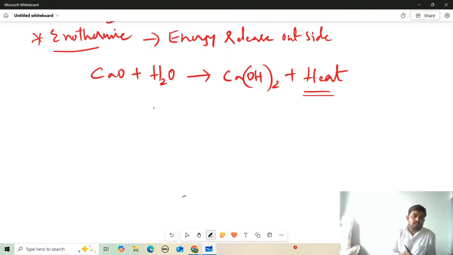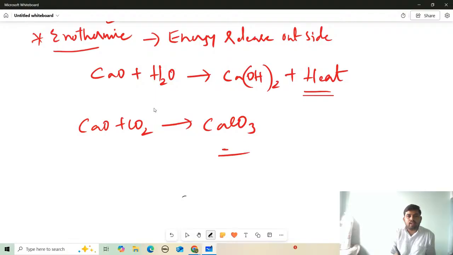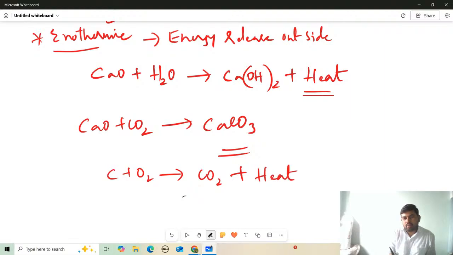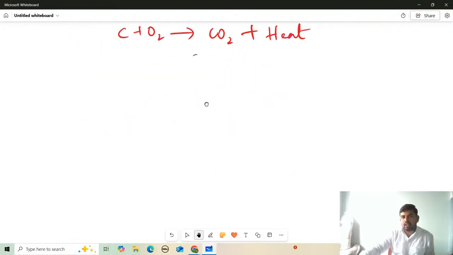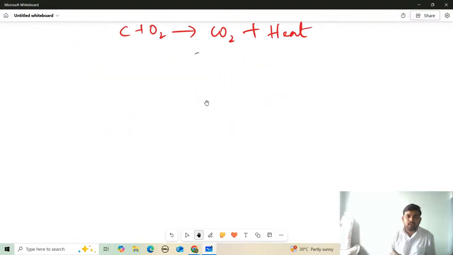One more example we can take: calcium oxide plus CO2 gives rise to calcium carbonate. This is also a combination reaction example. This kind of reaction is called a combination reaction. And if you know very well, carbon plus oxygen gives rise to carbon dioxide. When we are burning paper, at that time we get heat energy along with that. So try to understand here: combination reactions are exothermic in nature.